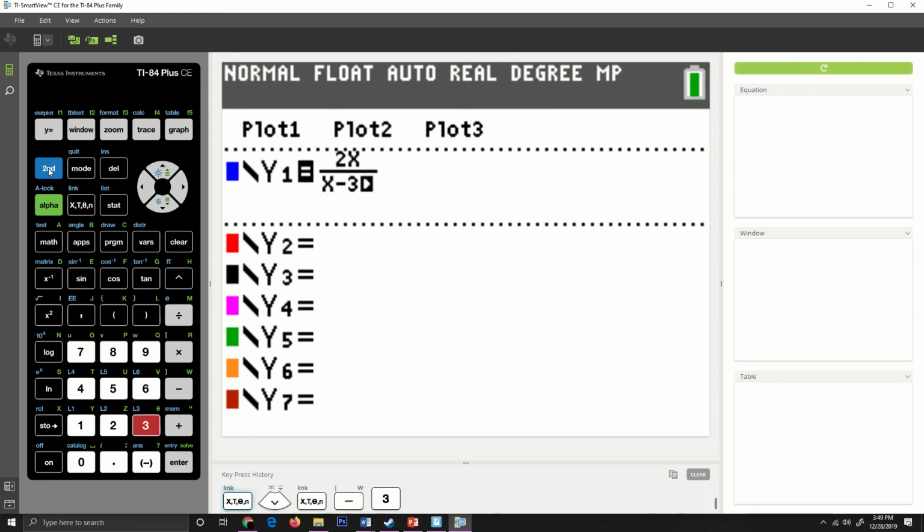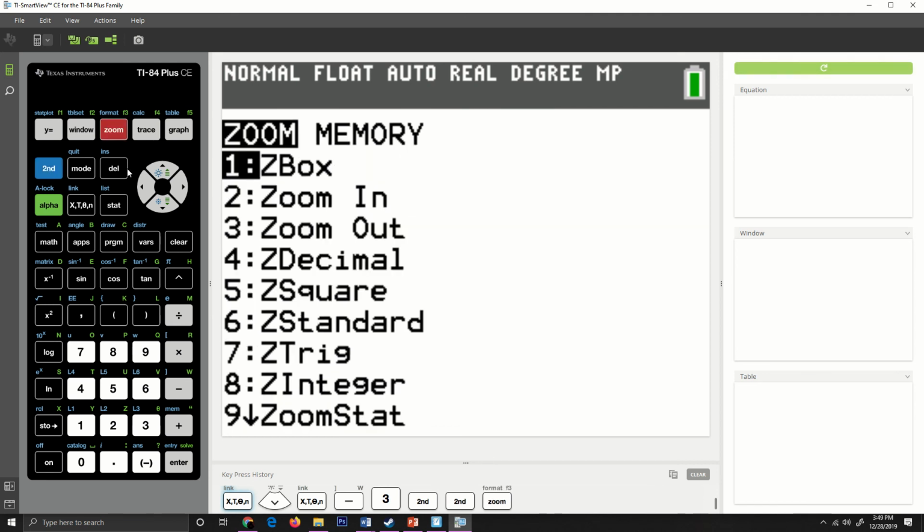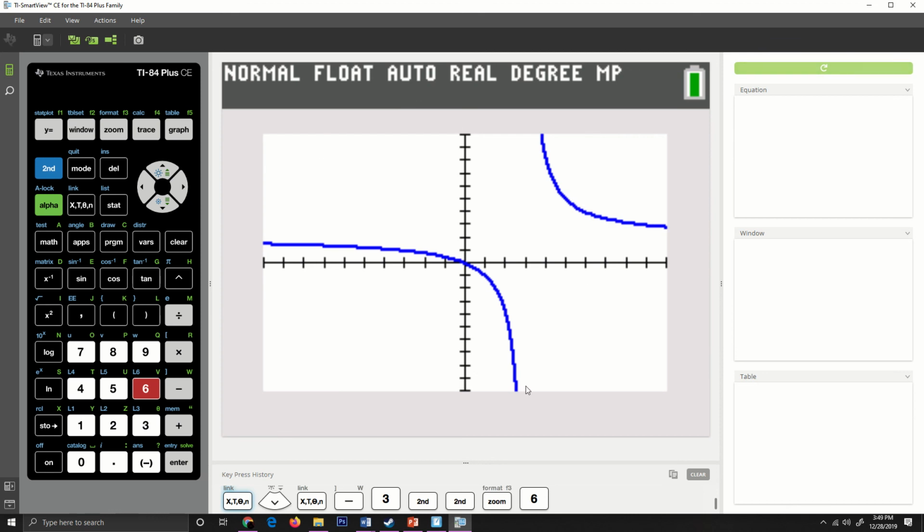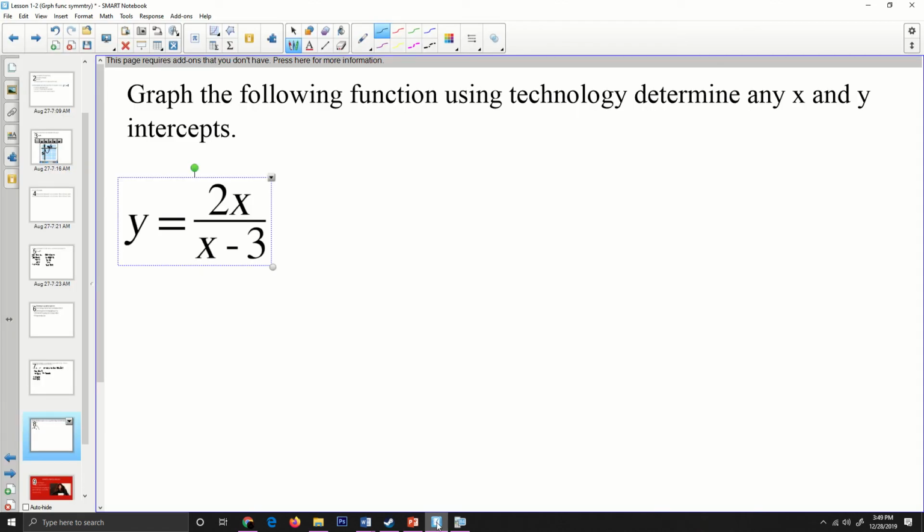And just to be safe, we're just going to hit the zoom button, and then we're going to hit the 6 button, and we see this graph here. And notice we have this little gap right here around x equals 3. And as we move forward, we're going to see this a few more times. And when x is 3, I get 6 on the top, but I get 3 minus 3 is 0.